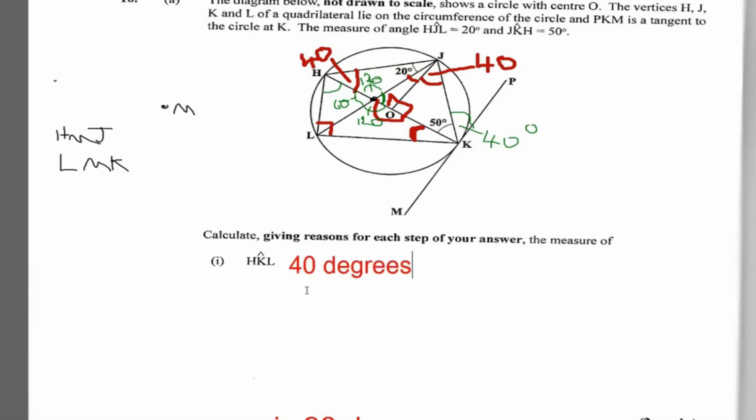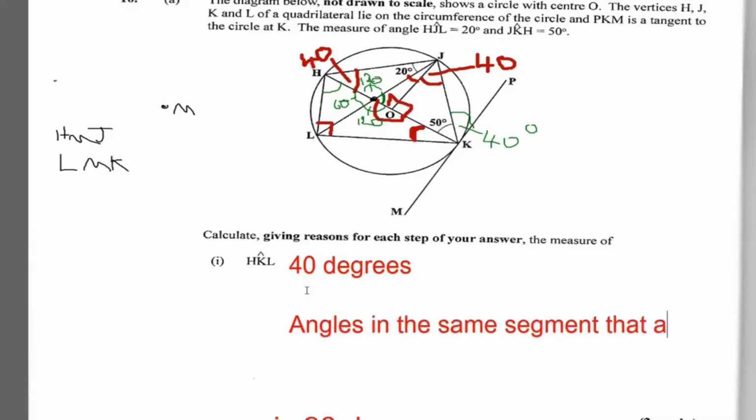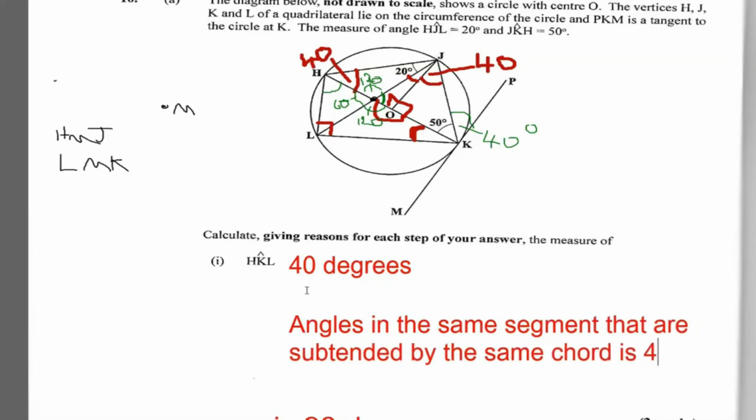What are we going to use? Angles in the same segment that are subtended by the same chord are equal, so angle HKL is 40 degrees. Nice and easy. If this is 40 and this is 90, then this here says 50. Angle at H is 50. Nice and easy.